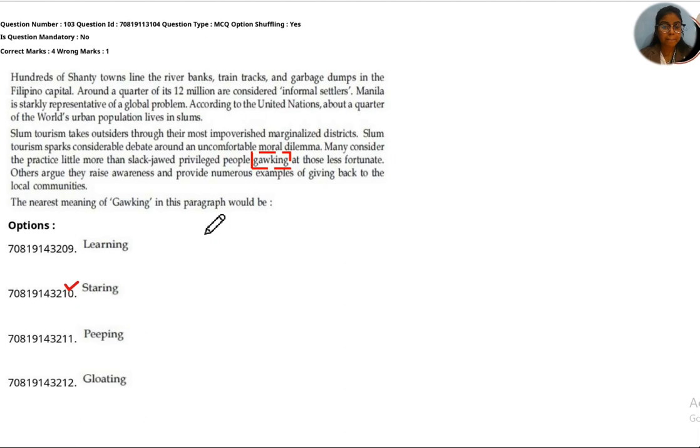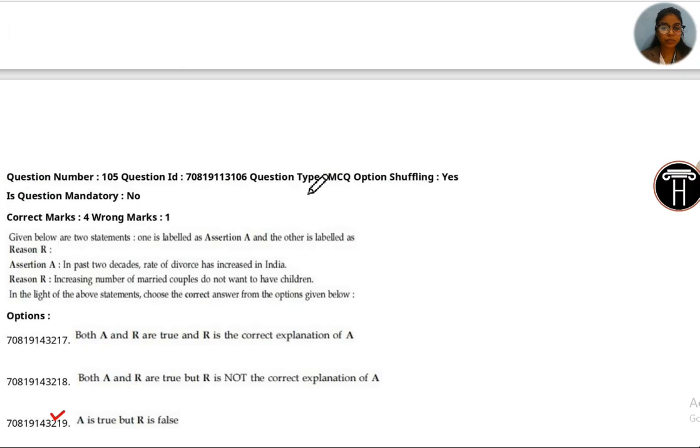Fine. In next question, this is a paragraph tag kind of question in which the question is asking about the nearest meaning of gawking in this paragraph. So the gawking means some staring people in an unusual manner. So the correct answer will be your staring.